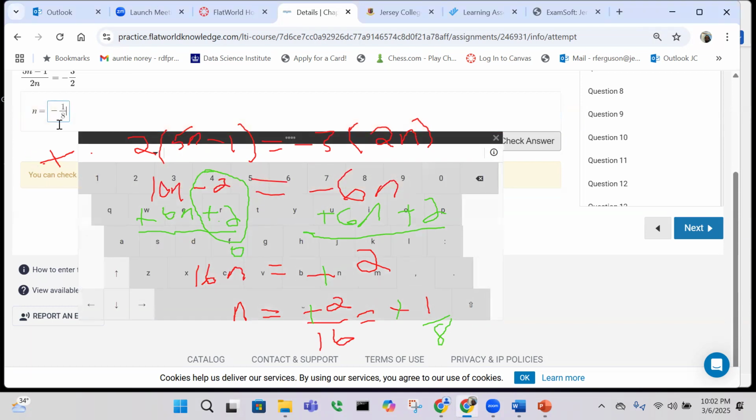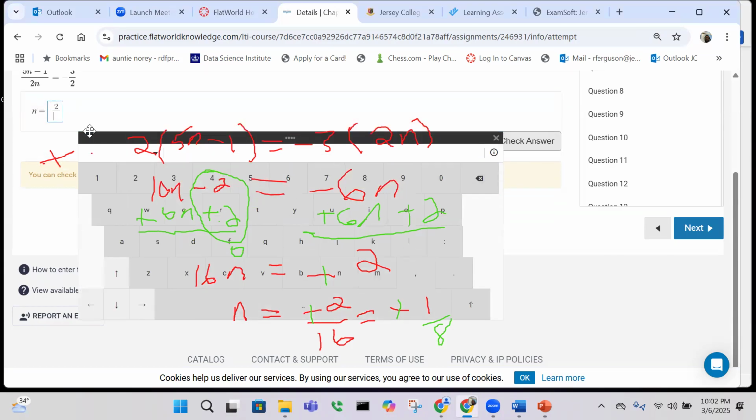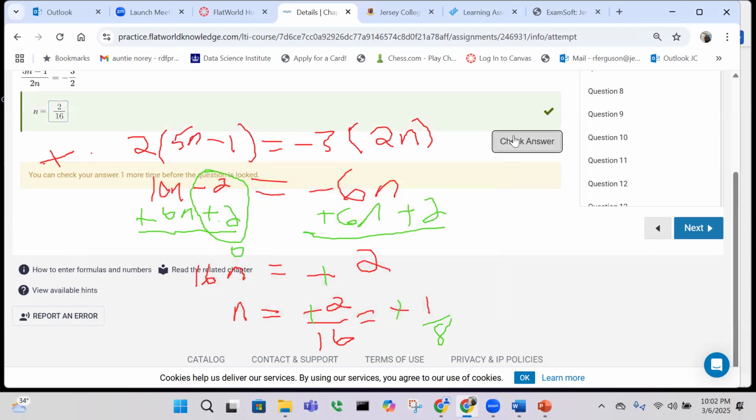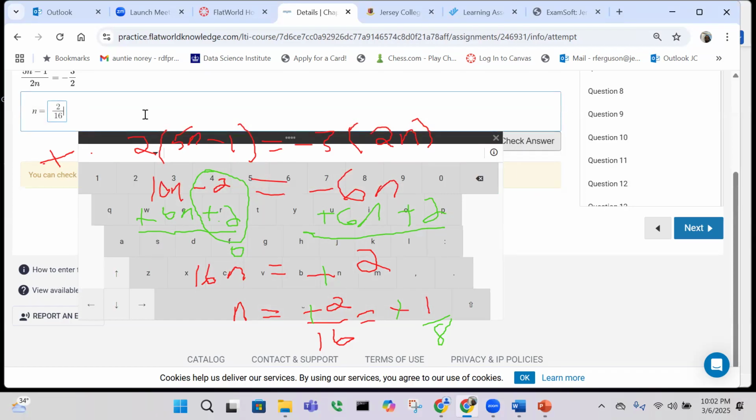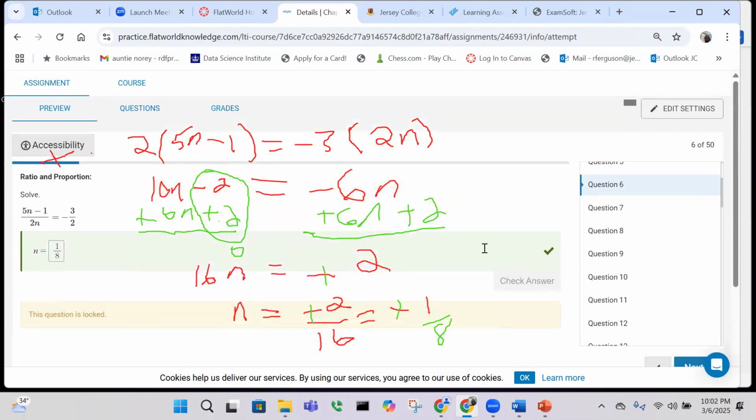For simplicity, let's see if it can do it with, say, 2 divided by 16, and see if it likes that. It does like that. So it doesn't mind if you reduce or not in terms of the homework. And I'm going to put the simplest form. Okay. All right. I think that's pretty much the stuff I wanted to show.